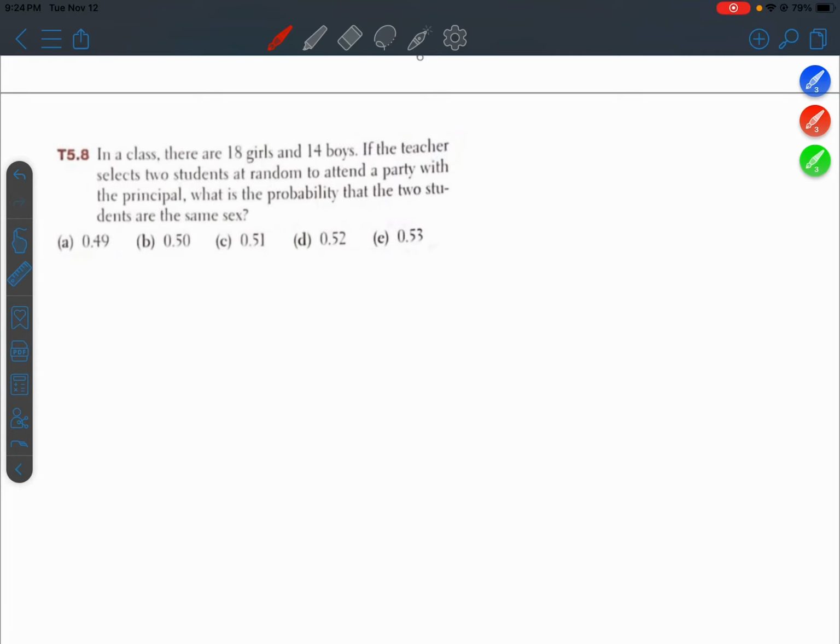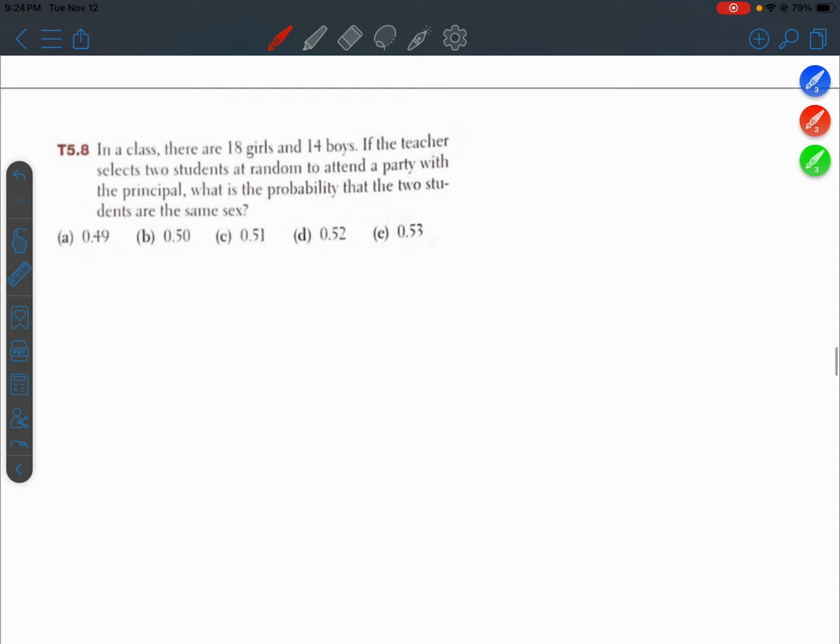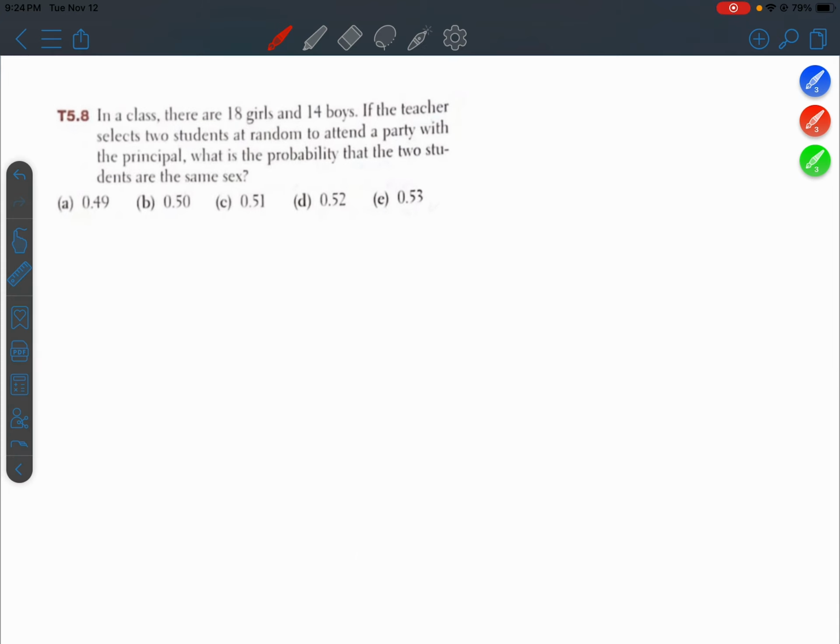Question 8. In a class, there are 18 girls and 14 boys. If the teacher selects 2 students at random to attend a party with the principal, what is the probability that the 2 students are the same sex? All right. So these types of questions where you're making 2 selections, or there's 2 events happening one after the other, I like to use a tree diagram here.